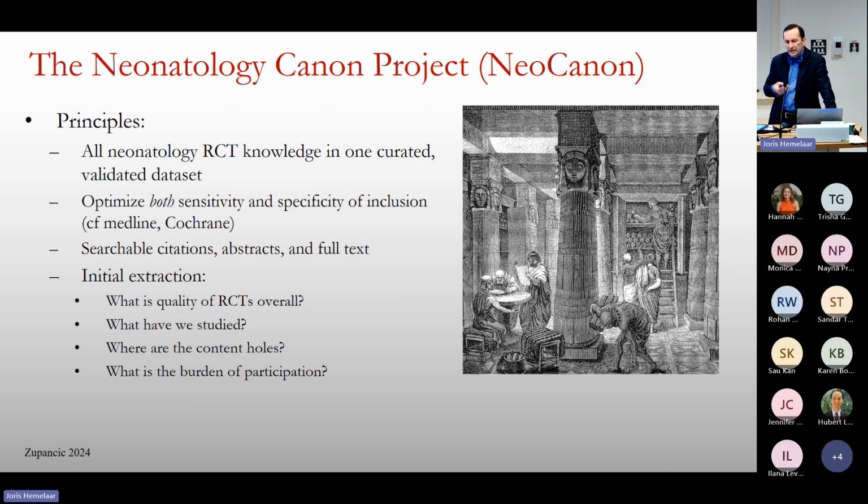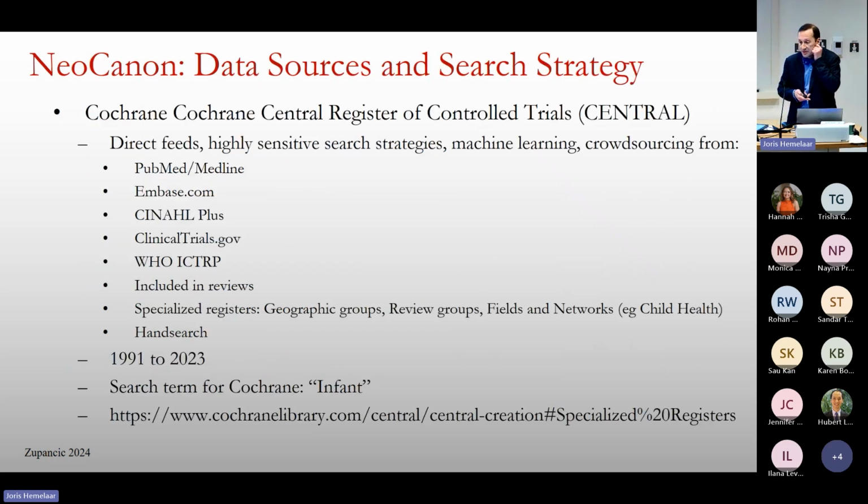And in an initial parsimonious extraction prior to the availability of the current levels of full text review, which I'll talk about at the end of the talk, we asked, what is the quality of RCTs overall according to a couple of metrics. I'll show you what have we studied, what are the content holes, what are we comparing, how are we making comparisons, and what is the burden of participation for patients.